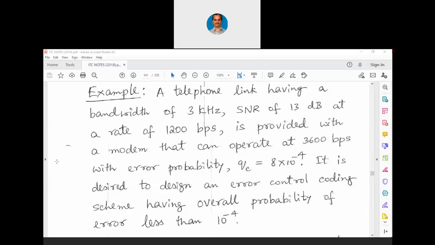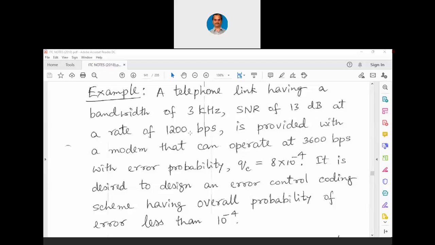Let me read this example once again. A telephone link having a bandwidth of 3 kilohertz means B is given here. You remember the Shannon-Hartley law: C equals B into log of 1 plus S by N. So B, bandwidth, is given here. SNR of 13 dB. So S by N is given in decibels as 13 dB.